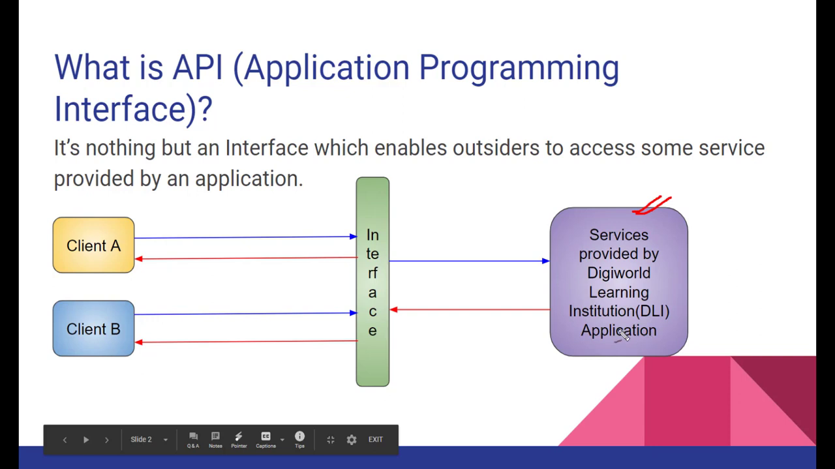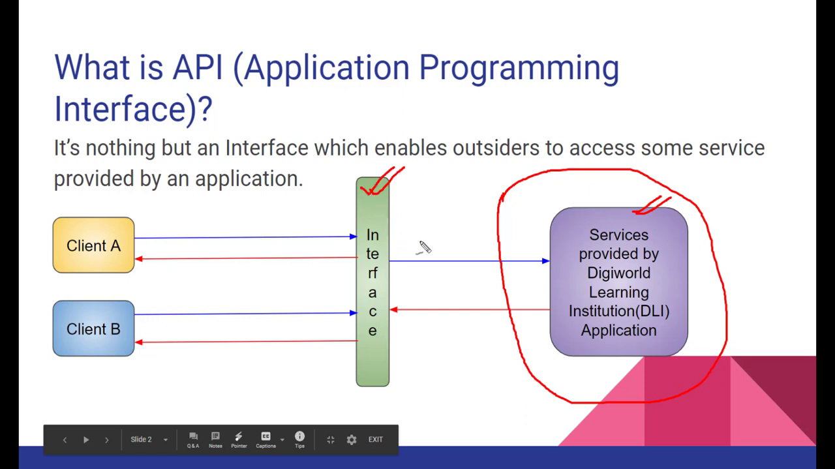DLI application provides multiple services, and if someone outside of this organization, if someone outside of this DG World Learning Institute organization, if they are trying to access the services provided by DLI application, then there are two ways. They can directly interact with the services, or they can interact through the interface. This interface we can think of nothing but an API, right?